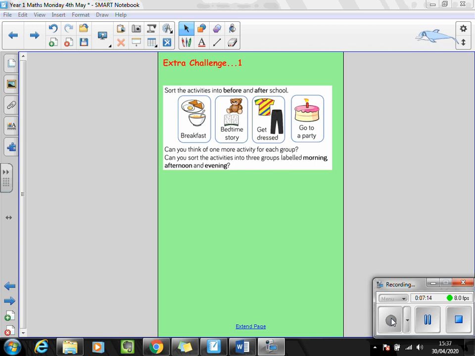If you want to extend your learning, I've provided 3 extra challenges for you. Extra challenge 1. Sort the activities into before and after school. Breakfast, bedtime story, get dressed, go to a party. Can you think of one more activity for each of those groups? Can you sort the activities into 3 groups labelled morning, afternoon, and evening?